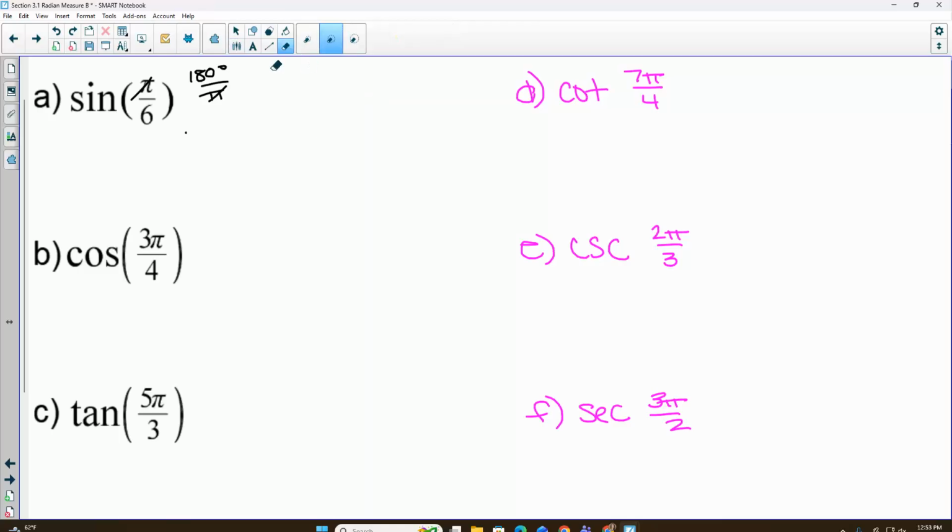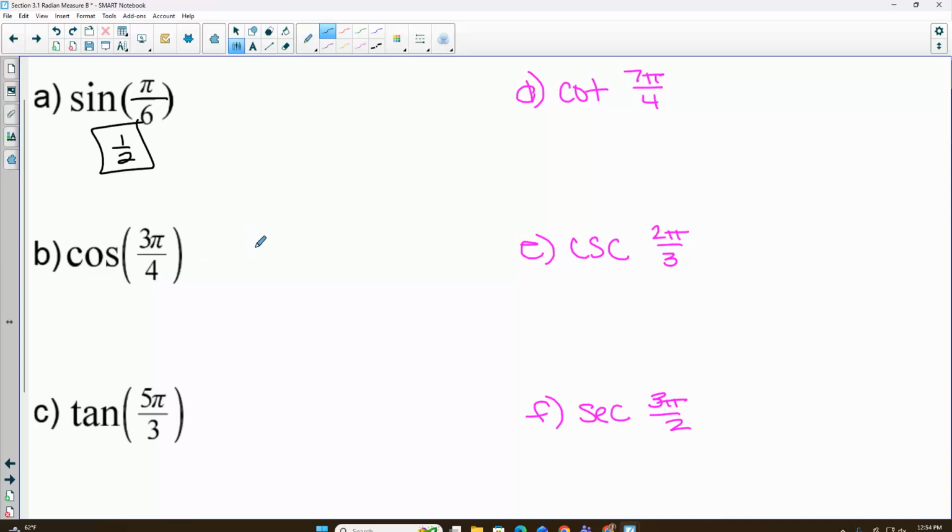Now, is that what I want you to do every single time? Not really, not that it's wrong, but I want you to get used to seeing radians. I don't want you to see them as something you have to change every time. So when you see pi over 6, we know 180 divided by 6 is 30, so I'm thinking 30 degrees. The sine of 30 degrees is just 1/2.